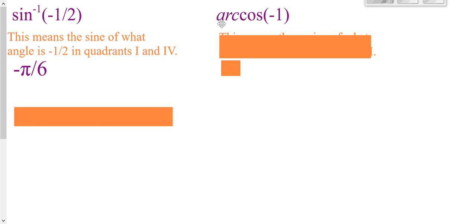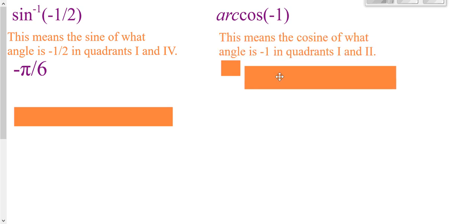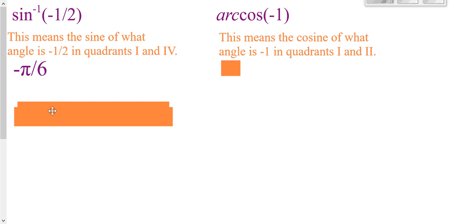Here, it's an inverse trig function. Arc cosine or cosine inverse is the same thing. So it's representing an angle. It means the cosine of what angle is negative 1, and we have to be limiting ourselves to quadrants 1 and 2. Where in quadrants 1 and 2 is the cosine equal to negative 1? That is at pi.